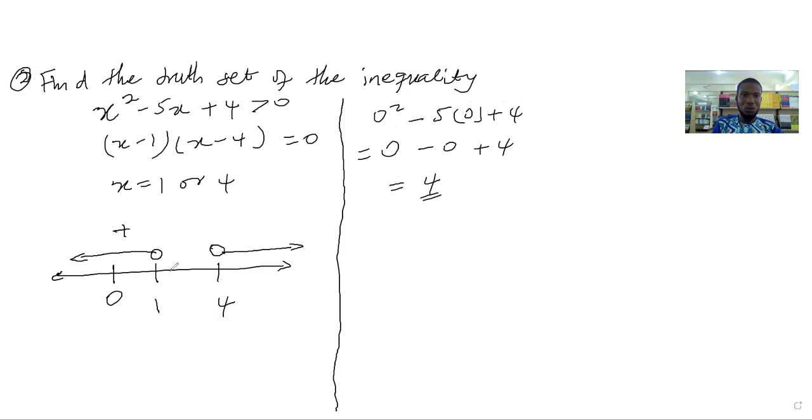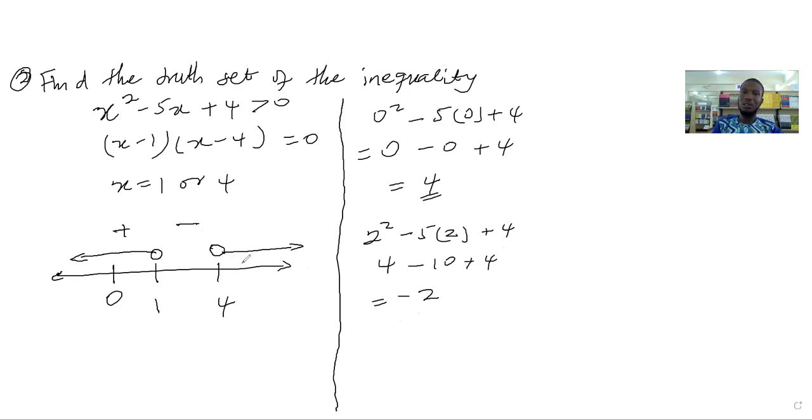Then we choose one number between 1 and 4. So I decide to choose 2. This one is going to give me 2 squared minus 5 times 2 plus 4. This will give me 4 minus 10 plus 4. So 8 minus 10 is negative 2. So it means that our answer in this region will be negative.